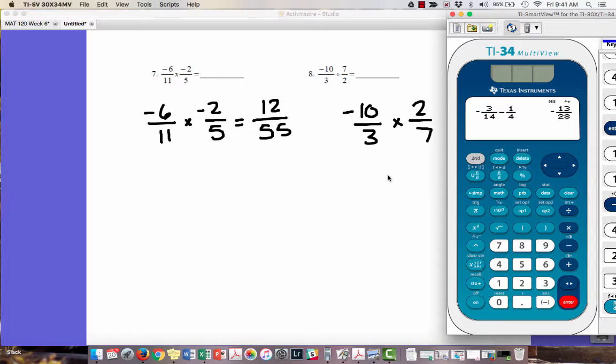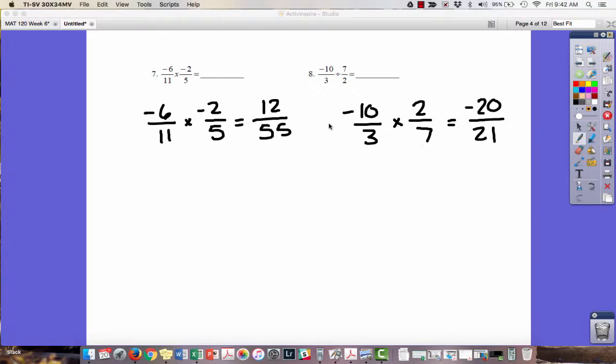And once again, I can do these in the calculator. I think you can kind of see how to do that. I'll do number 8 for you. Pretty much you hit that fraction sign, negative 10 over 3 divided by the next fraction, which is 7 over 2. And you get negative 20 over 21. And really, once you get the hang of typing in the fractions, which I think you all have now, it makes it a lot easier.